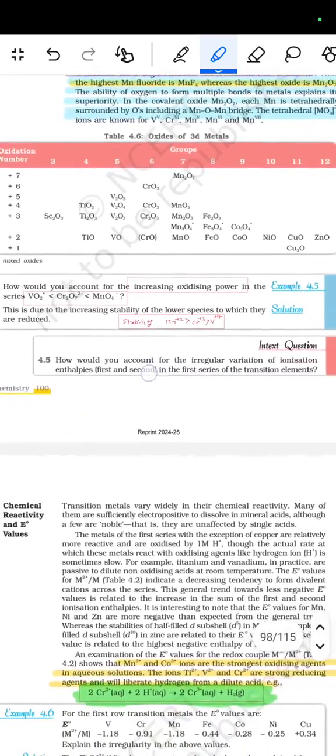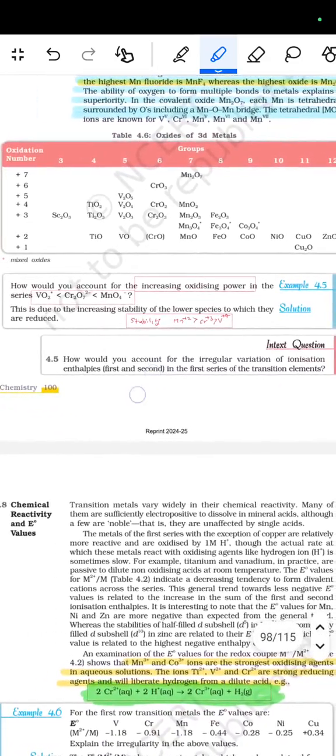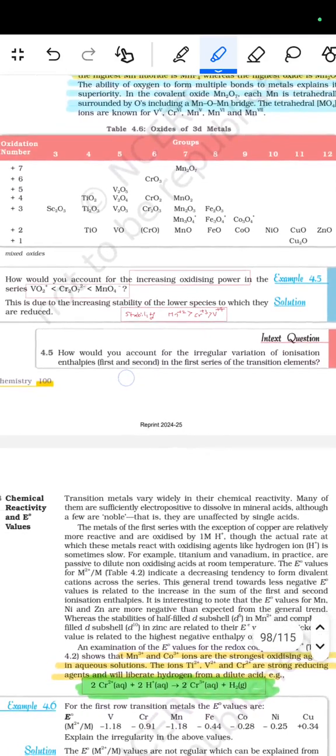इसके बाद फिर यहाँ पर दिया ऑक्साइड्स ऑफ द 3d मेटल्स दिए हुए. तो ये हो गया मिक्स्ड ऑक्साइड्स. यहाँ पर हो जाता है ऑक्साइड्स ऑफ द 3d मेटल्स. तो Sc2O3 खाली यहाँ पर है, यहाँ पर TiO2, Ti2O3 और TiO है. फिर V2O5, V2O4, V2O3, VO है. CrO3, CrO2, Cr2O3 और CrO है.